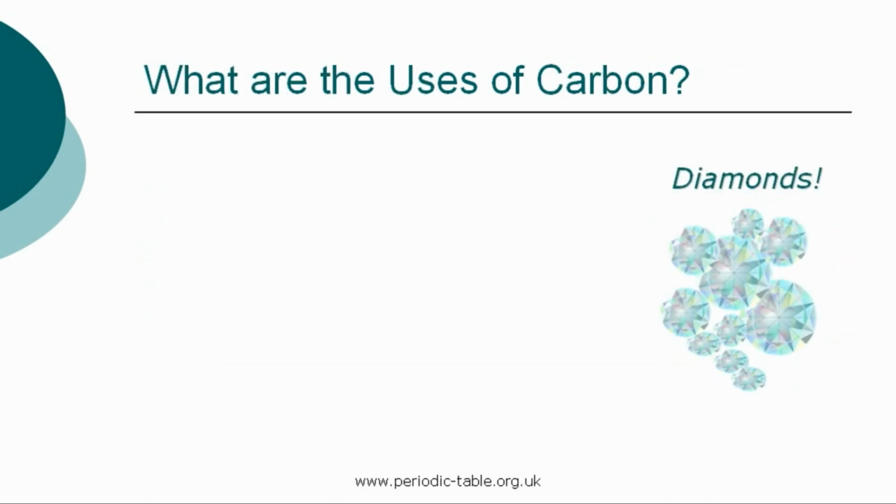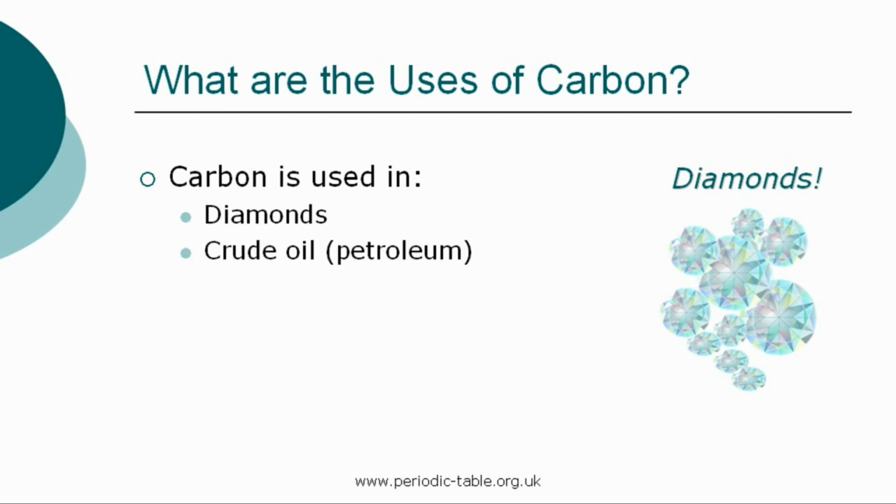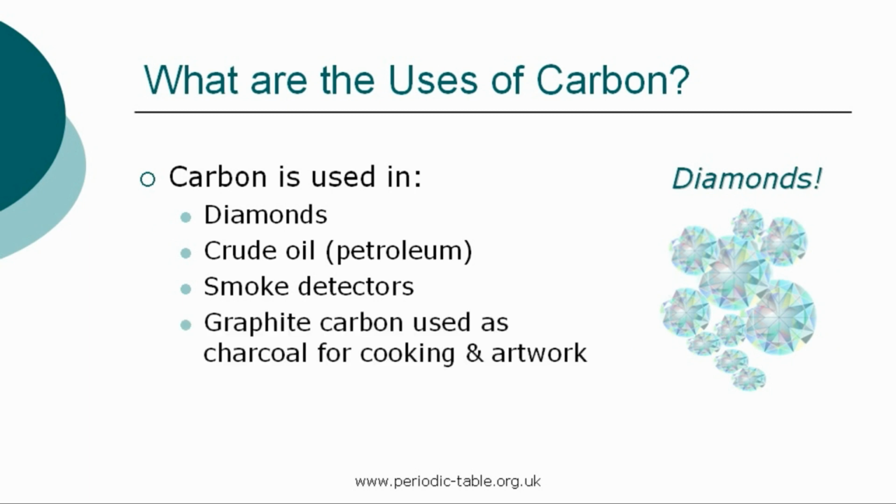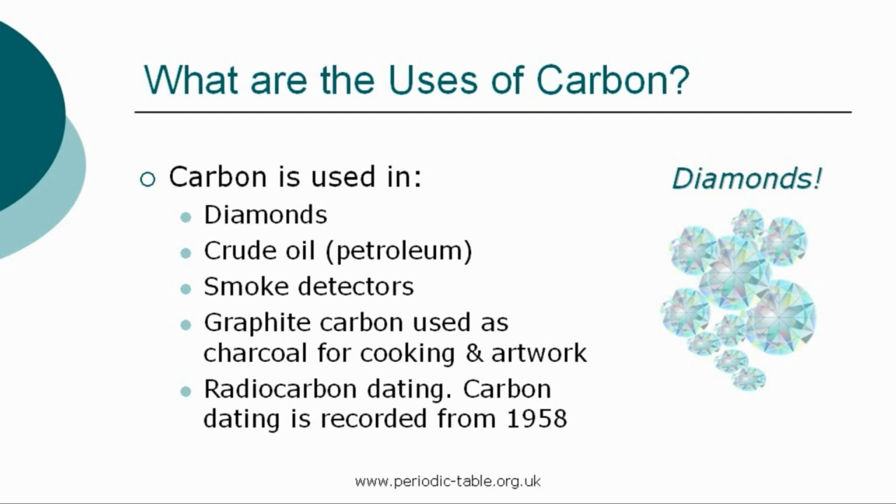Once the properties of an element have been established, we then have the ability to identify how it can be used. Diamonds are always the first products that are associated with carbon. Crude oil in the form of petroleum. Carbon is also used in the manufacturing of smoke detectors. Graphite carbon is used as charcoal for cooking and artwork. Radiocarbon dating or carbon dating has been used since 1958.